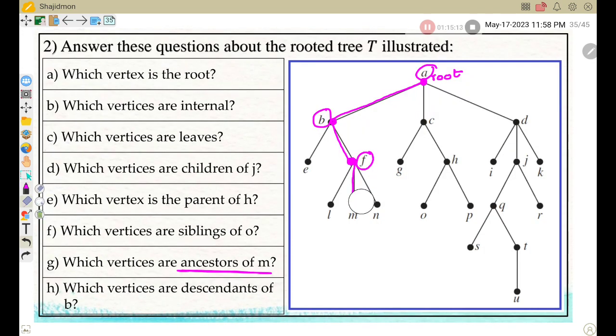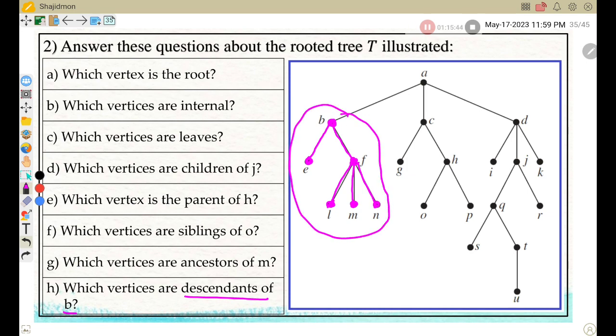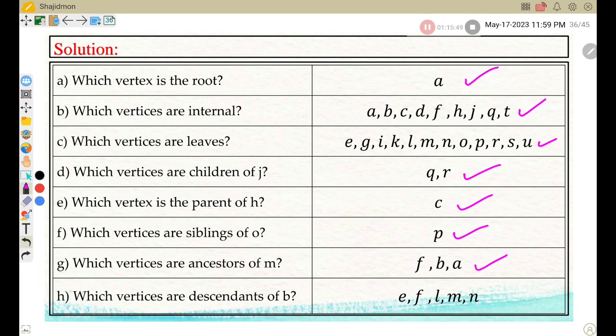Hope you understood. Now the next part of the question. Which vertices are the descendants of B? Descendant means the down vertices, same branch down vertices. So what are the descendants of B? E is a descendant, F is a descendant, L is a descendant, M is a descendant, and N is a descendant. Consider that branch and the vertices involved there. So the answer is: E, F, L, M and N.